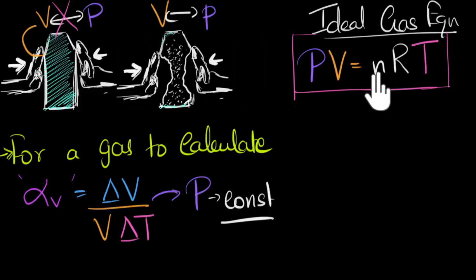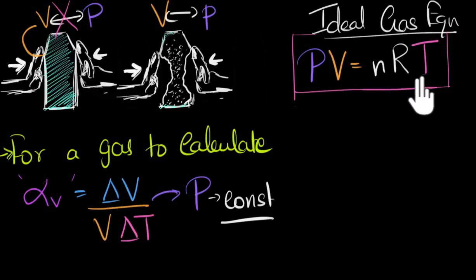Almost all gases, under certain conditions, come pretty close to obeying this equation. And so we can approximate almost all gases as an ideal gas and then figure out what the alpha V value is for such an ideal gas. Now to calculate the change in the volume, we need to change the temperature while keeping the pressure constant. All right, so let's do that.